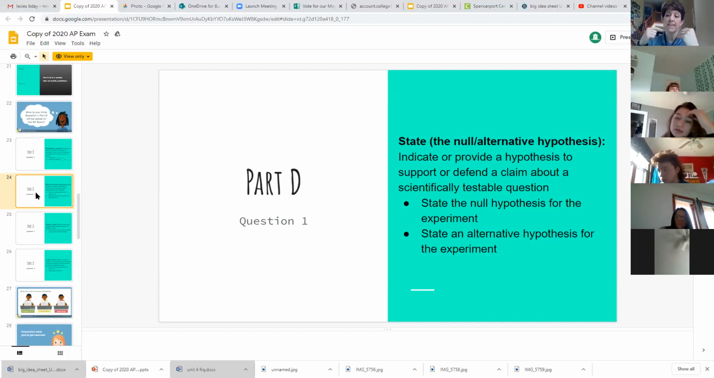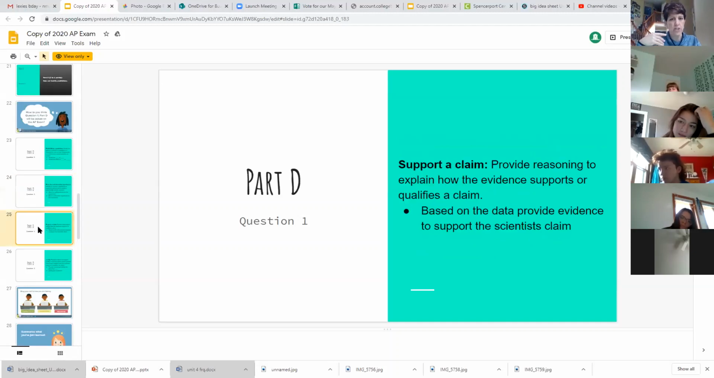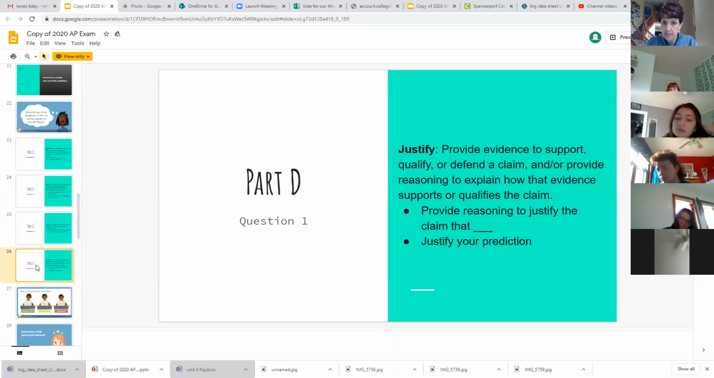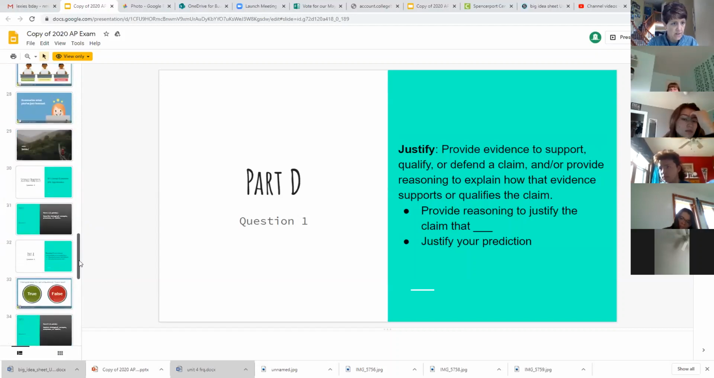An alternative hypothesis is they do not detect green, so I think that they'll go to the red side. Something like that is an alternative hypothesis. Usually they give you something like, I think fruit flies like sugar, so it's going to go to the sugar side. Supporting a claim, you've literally done that since high school started. Justify, you've done that.